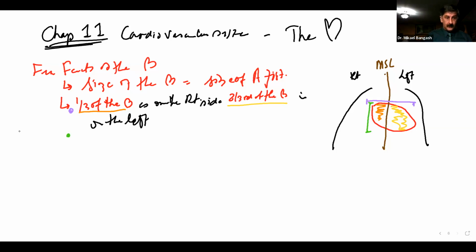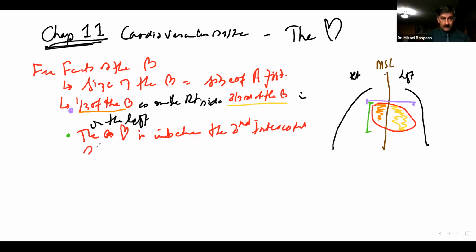So we can mainly say that the heart, this is my shorthand of heart, lies in between the second intercostal space to the fifth intercostal space. Did that make sense?